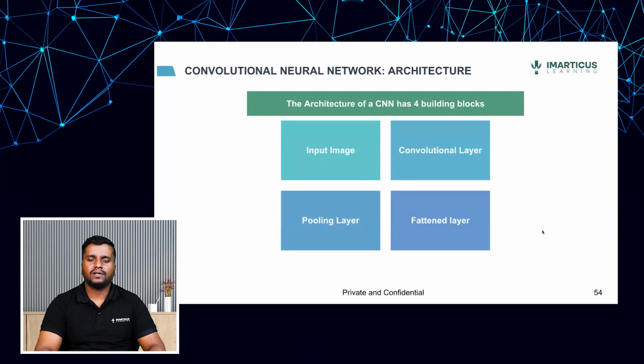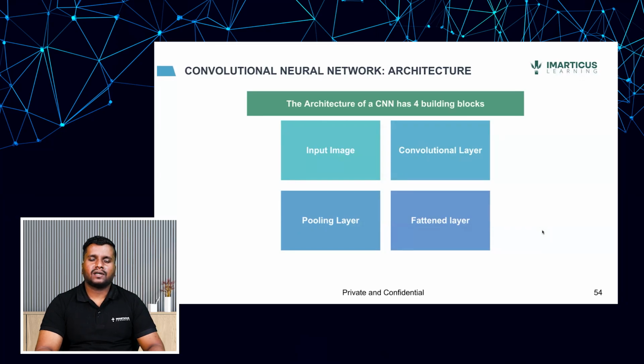So the architecture of a CNN involves four parts. First is the input image, then the convolutional layer, pooling layer, and flattened layer. Each of these layers is important in a convolutional neural network, because first the input image gives us an input raw array of the image with three dimensions, that is row, width, and channel.